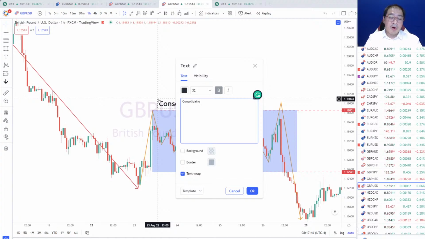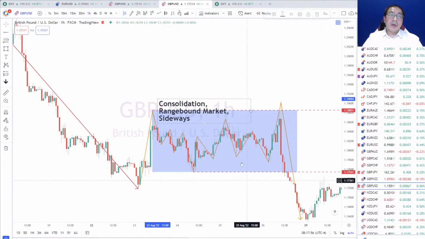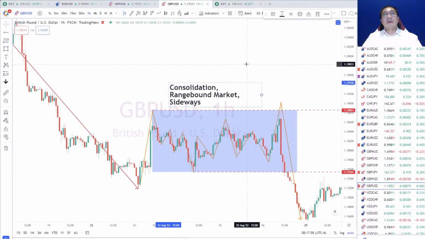It'll come in different forms, right? And everyone calls it a different thing. But to me, they're all the same. That's a market that's consolidating. That's a market that's trapped in a range-bound market condition. That's a market that's trapped in a sideways market condition.